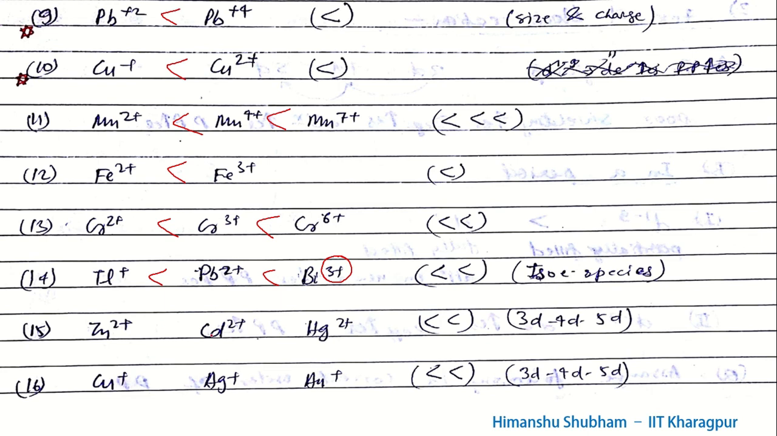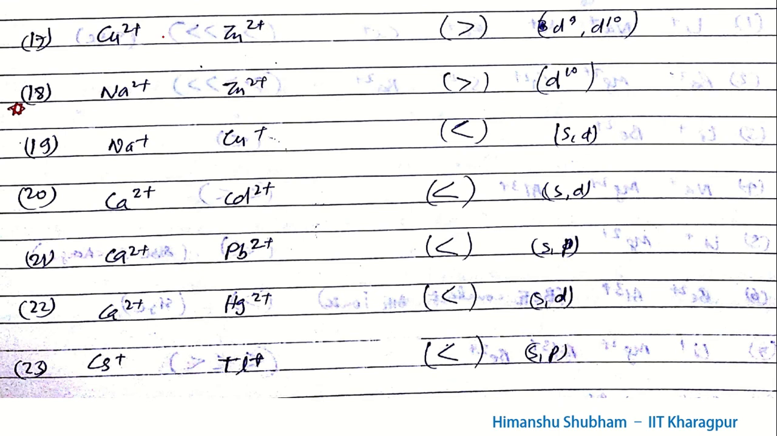For the next question, Zn2+, Cd2+ and Hg2+: Zn belongs to 3d, Cd belongs to 4d and Hg belongs to 5d. We have learned that when we go down the group, that is from 3d to 4d to 5d, the polarizing power increases in that particular order. So Zn2+ will have the minimum polarizing power, followed by Cd2+ and followed by Hg2+. And for Cu+, Ag+ and Au+, a similar reason is there. Cu belongs to 3d, Ag belongs to 4d and Au belongs to 5d, and hence the order.